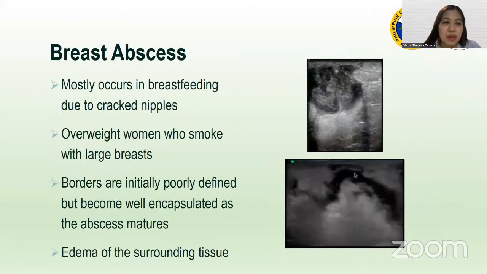Breast abscess mostly occurs in breastfeeding women due to cracked nipples, and in overweight women who smoke with large breasts. Borders are initially poorly defined but become well encapsulated as the abscess matures. Edema of the surrounding tissue. Breast abscess is an accumulation of pus caused by infection, usually from breastfeeding, and must be given medical attention.